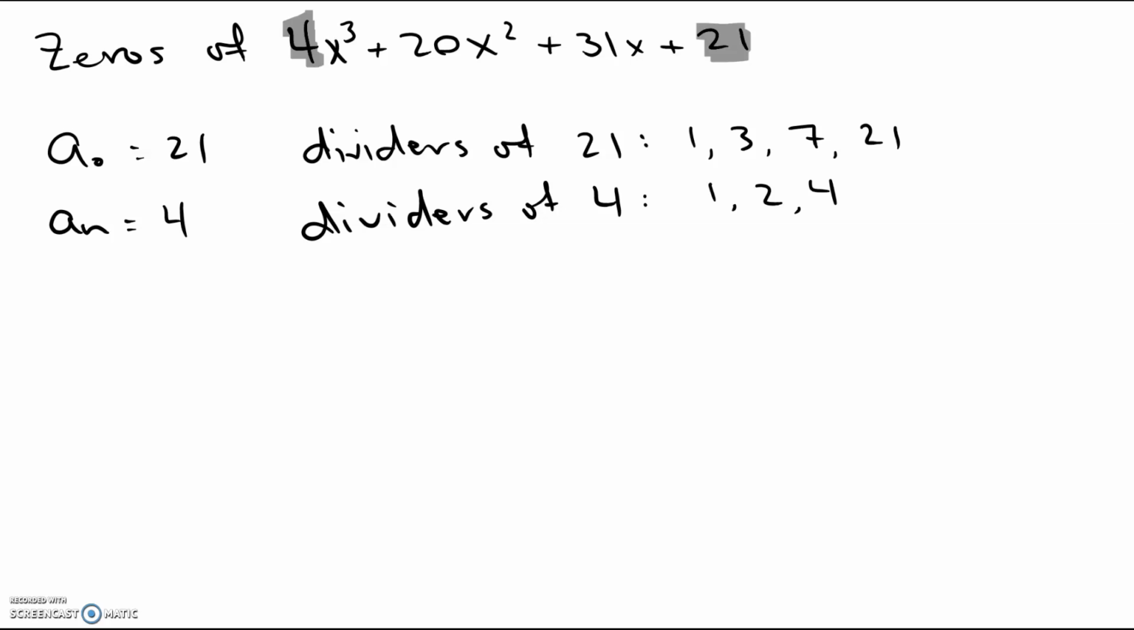Because 3 times 7 gives you 21. 1 times 21 gives you 21. 1 times 4 gives you 4. 2 times 2 gives you 4. Okay? So then what we need to do is find rational numbers.